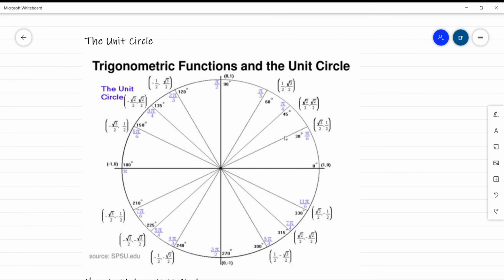We have 30 degrees, 45 degrees, 60 degrees. And now let's see. The unit circle has a radius of 1, so at the most extreme, its x value is equal to 1. So we say at 0 degrees, cosine is equal to 1, because there is no opposite. If you draw your triangles, you follow the radius, the hypotenuse, and then you go down.